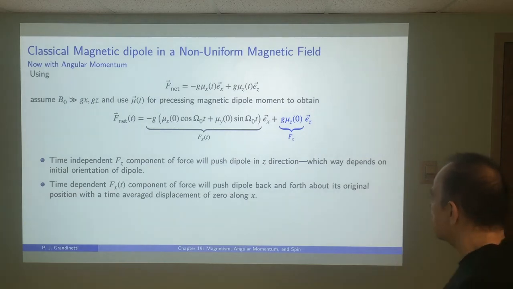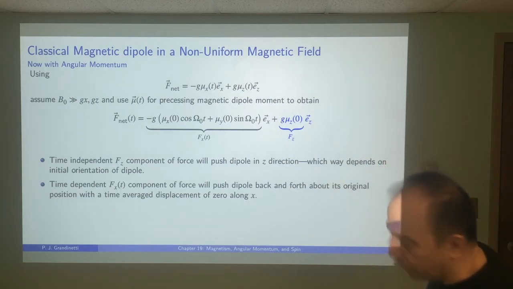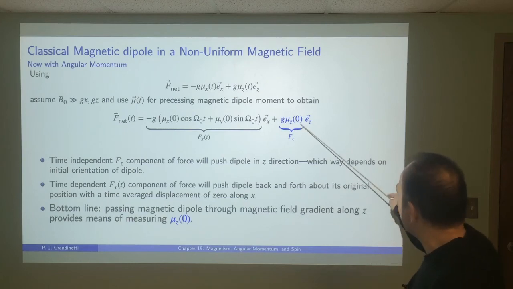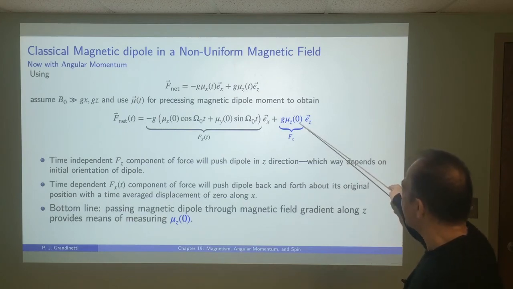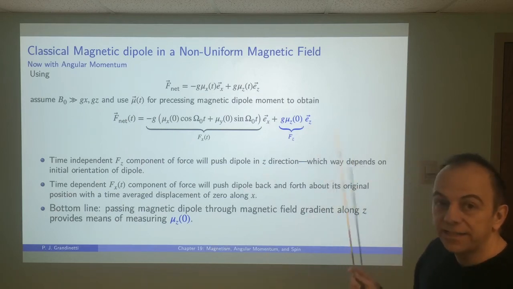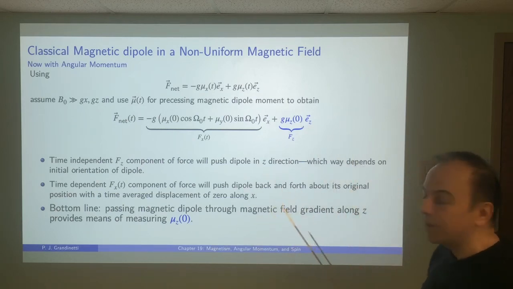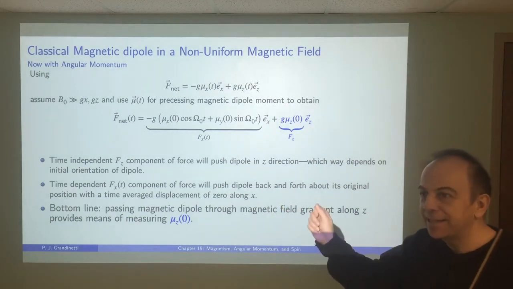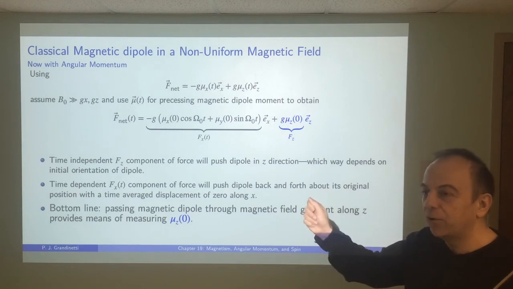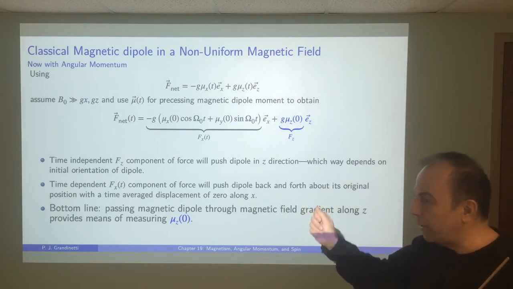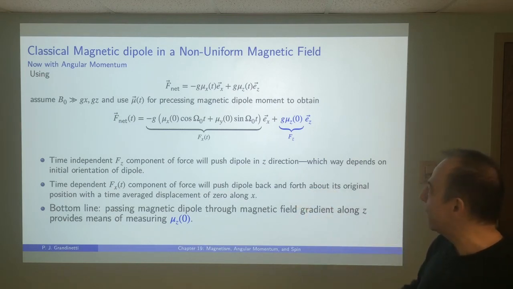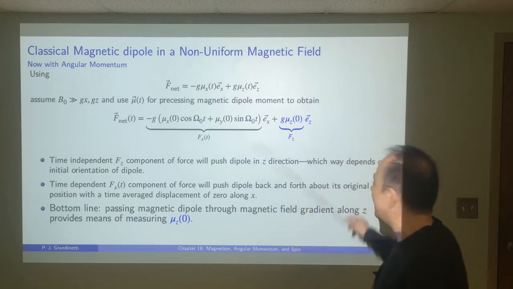Okay. So as I said, this part will just push it back and forth, but that will average to 0. So the bottom line here is that this term will provide us a way to determine the orientation of the magnetic dipole moment. If you place a precessing dipole moment, a dipole moment with angular momentum, in a magnetic field gradient, then depending on whether it goes up or down or stays stationary, you'll be able to predict what the z component is.